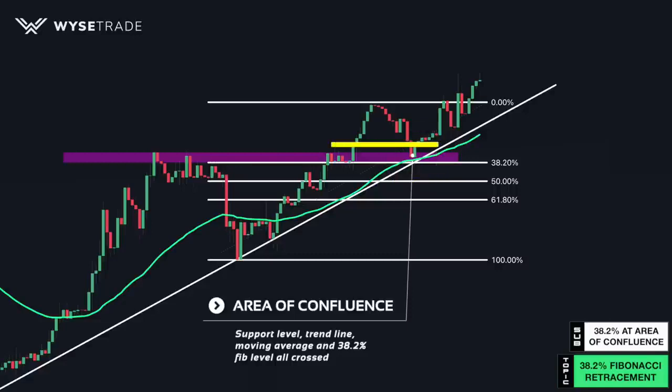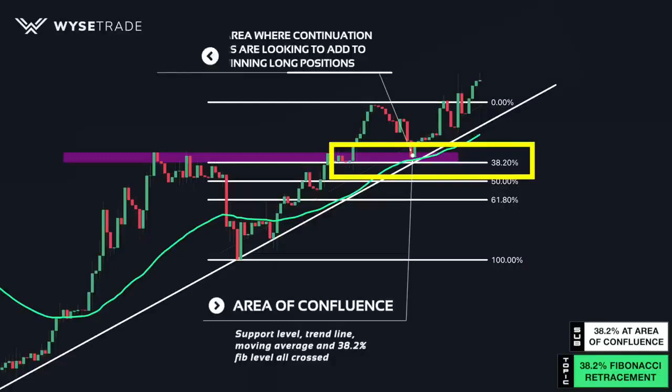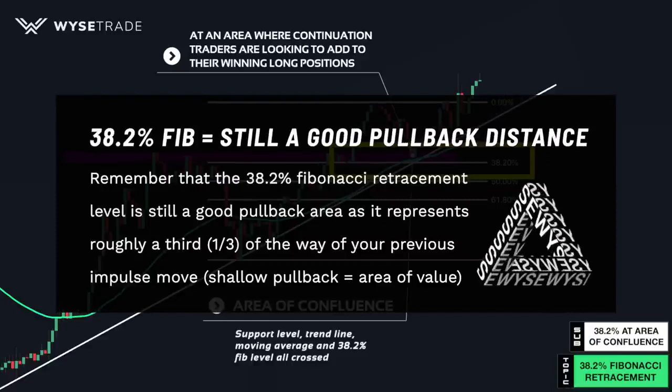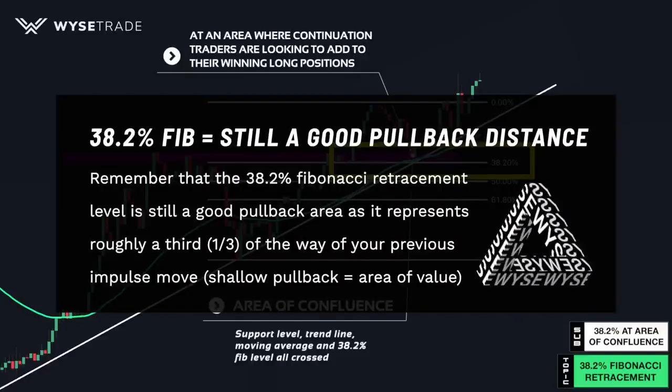This is also where the 38.2% Fibonacci level lines up perfectly, making this an even better area of confluence, as you are at an area where continuation traders are looking to add to their winning long positions. Remember that the 38.2% Fibonacci level is still a good pullback area, as it represents roughly a third of the way of your previous impulse move.